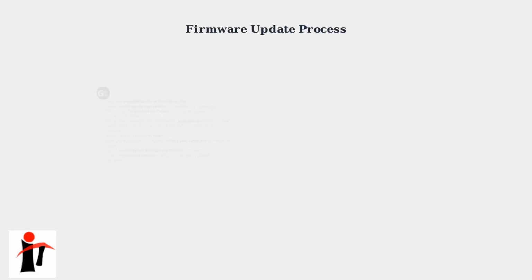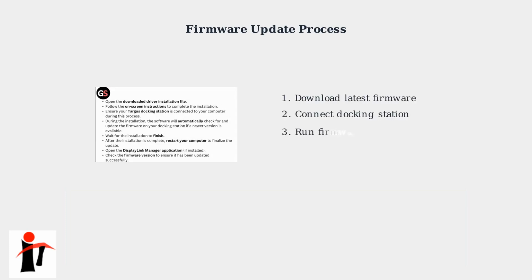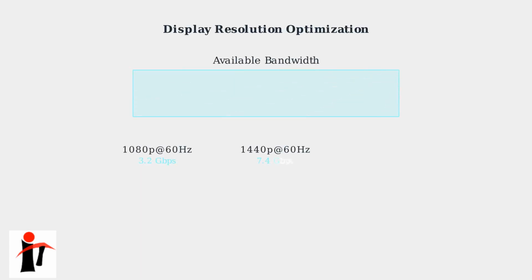When basic troubleshooting fails to resolve monitor detection issues, advanced solutions become necessary. The first step is updating your docking station's firmware, which can resolve up to 89% of persistent display problems. Display resolution and refresh rate optimization is crucial for system stability. Many detection issues stem from bandwidth limitations when running multiple high-resolution monitors simultaneously.